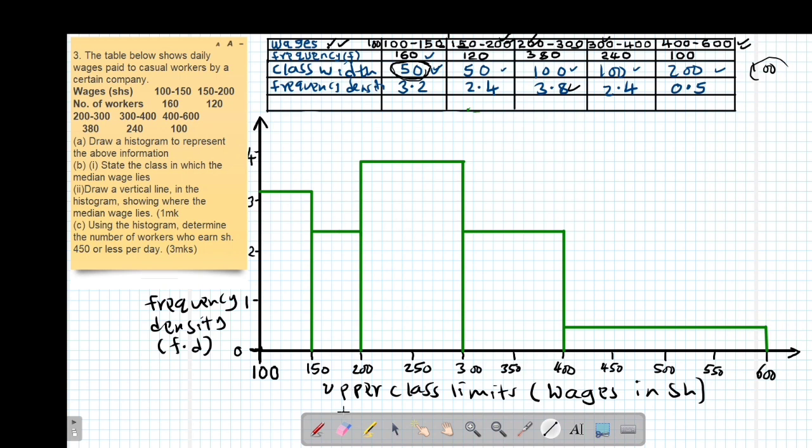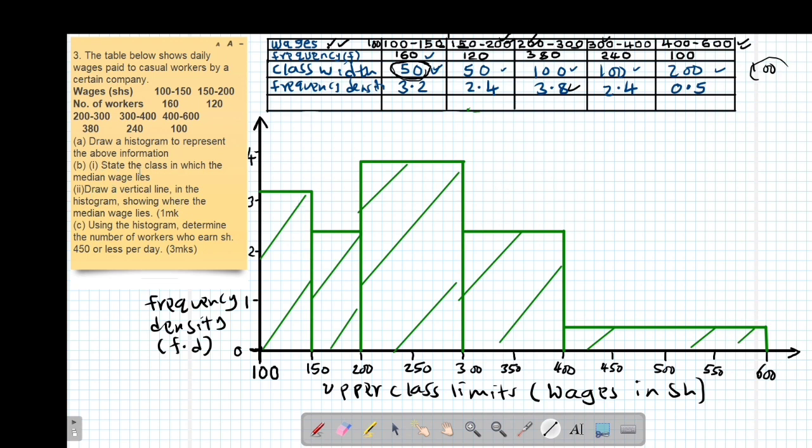Remember, you can also choose to shade it or leave it that way. So it's not a must that you shade, but you can shade if you wish. Let me shade mine. You can shade it to make your work presentable, but remember, it's not a must. You can just leave it the way it is. Let me shade mine this way. Yeah, so that is my shading. That is my histogram.